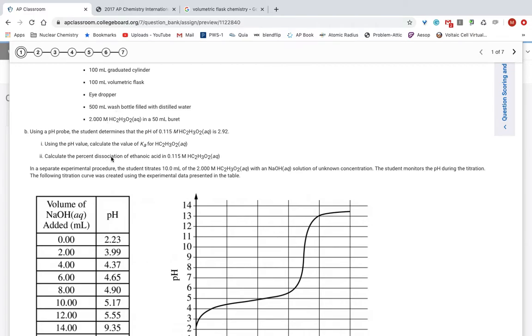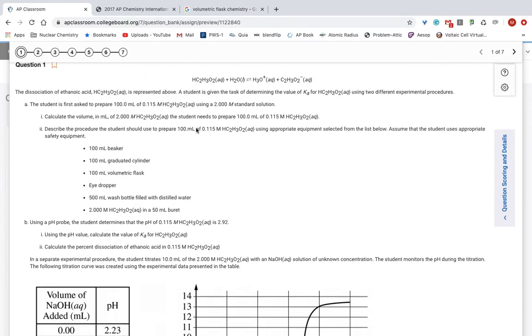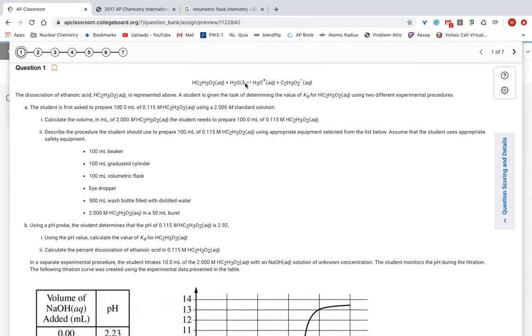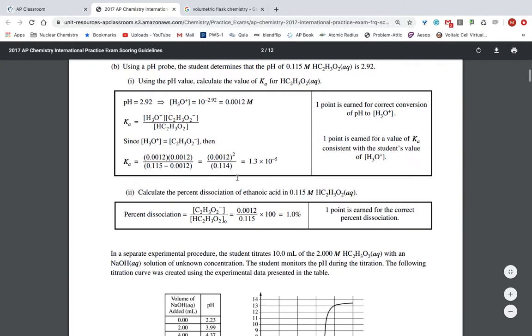Next one, figure out the percent dissociation of ethanoic acid. So remember, we know what this was initially. We know what this is. So we can just divide how much this is by what that was initially. So the 0.0012 that they had figured out from there, divided by the initial concentration, it's about 1% dissociation, hence it's a weak acid.